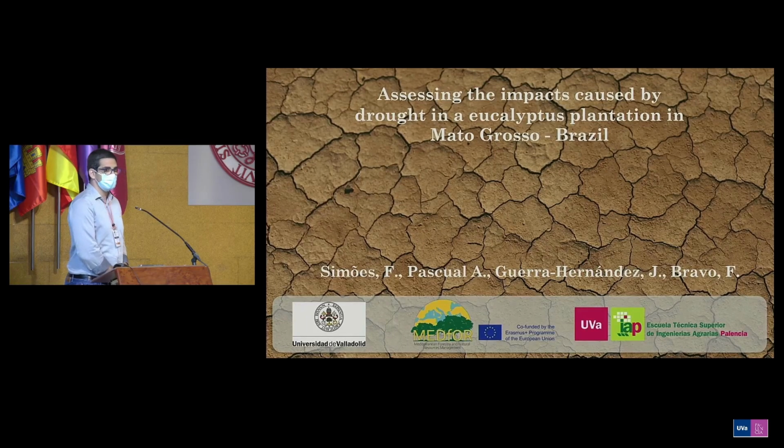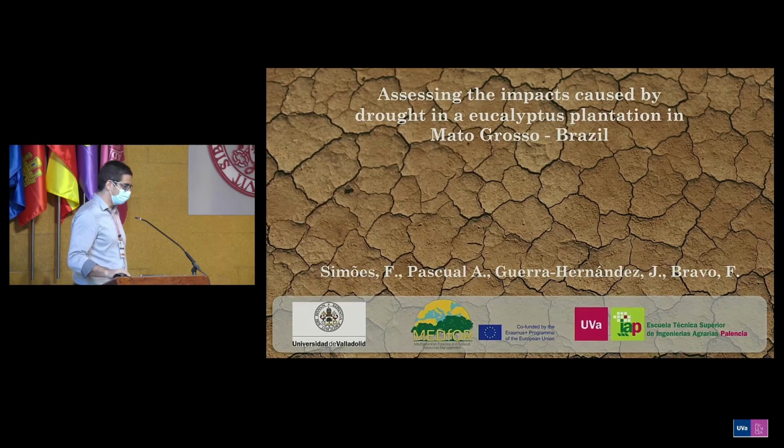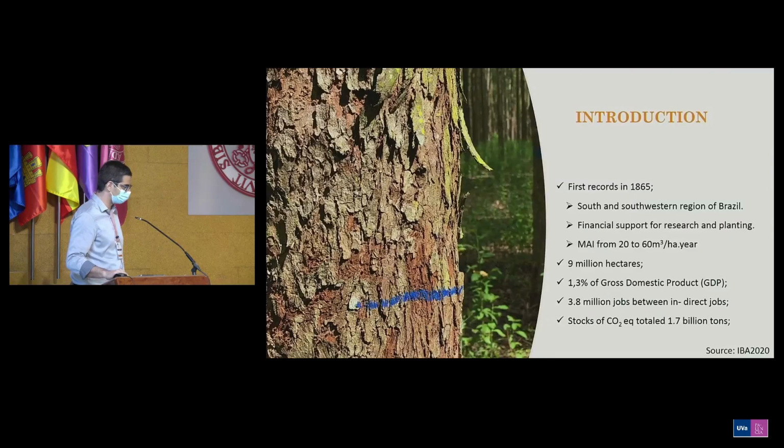In this study, I was trying to identify the main variables related to the drought in the eucalyptus plantation in the northeast of Brazil. The eucalyptus was introduced in Brazil in 1865 in the south, mainly to produce firewood for the railroad. And the government at this time financially supported the research and the implementation of new forests.